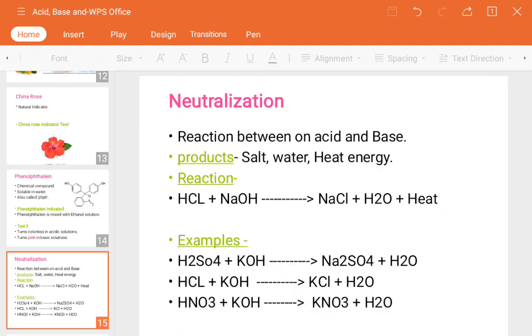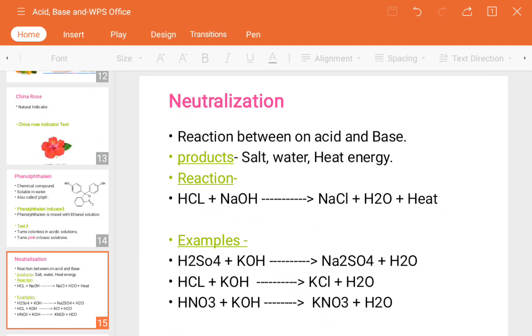Next, neutralization. Till now we have seen the definition of neutralization, but now we are going to see some examples. Neutralization is a process in which an acid and a base react with each other to produce salt, water and heat energy. This is the reaction between acid and base. The products formed after neutralization are salt and water, and energy is released. Next, see one example of a reaction given in your syllabus.